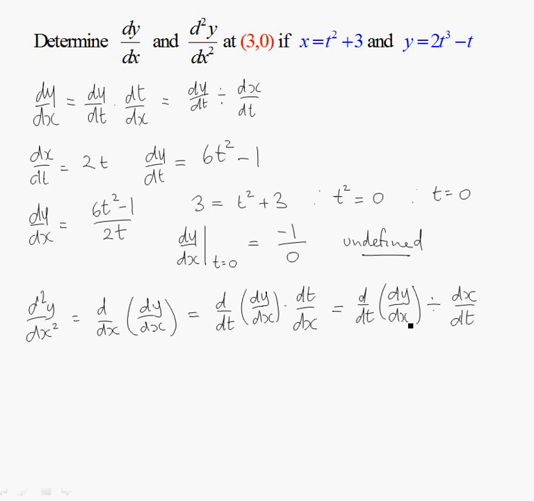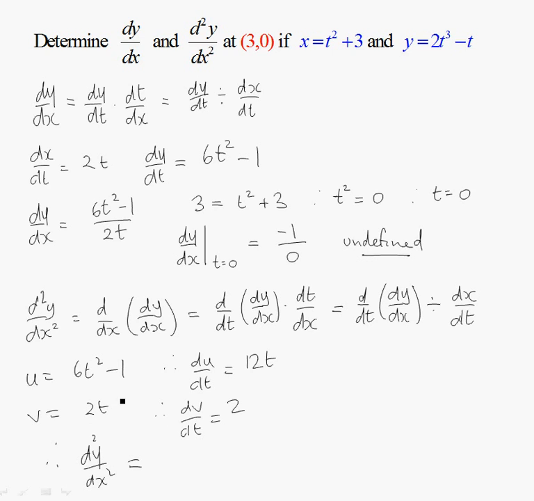We want to differentiate dy by dx. Well, that expression there needs the quotient rule, so let's just do the quotient rule. The thing on the top will be u equals 6t squared minus 1, so du by dt will be 12t. The thing on the bottom will be v equals 2t, therefore dv by dt will be 2. Therefore, d2y by dx squared will be the derivative of that.